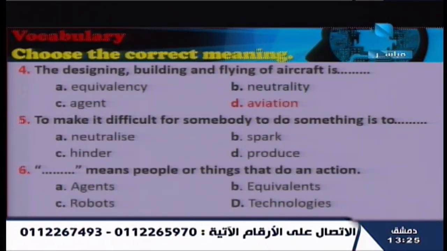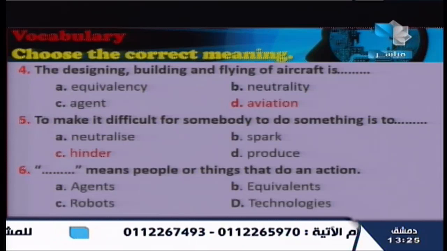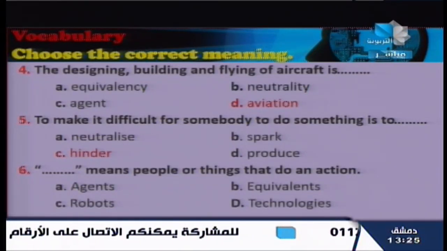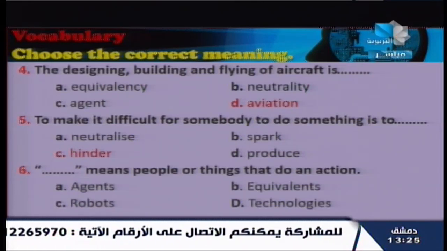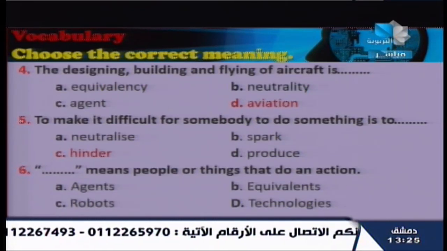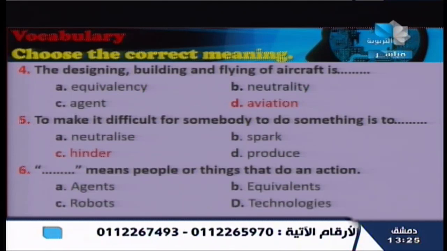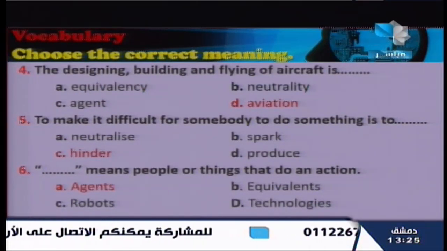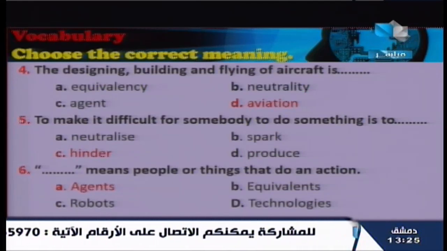Yes. We have to find the word which means people or things that do an action. Is it agents, equivalents, robots, or technologies? When we are talking about people, surely it is agents. So the correct answer is agents. That's right. Thank you very much. Okay. Next one.